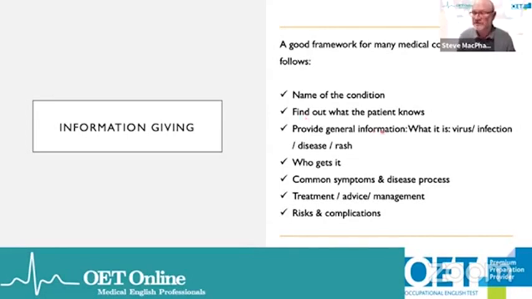Then provide general information. What type of condition is it? Is it a virus, an infection, a disease? Is it a rash? Who gets it? Who is commonly affected by eczema? If it's osteoporosis, who's commonly affected by osteoporosis? You should state that. Talk about the common symptoms and the process of the disease. Moving on, then you might mention the treatment and advice and management, how to deal with this condition, and possibly risks and complications if necessary. So that's a really standard framework, everyone.